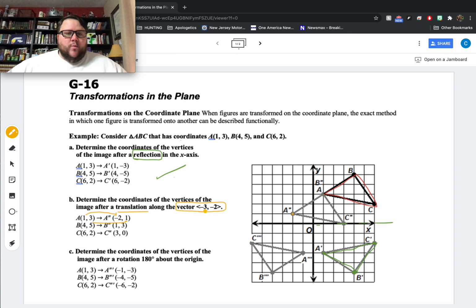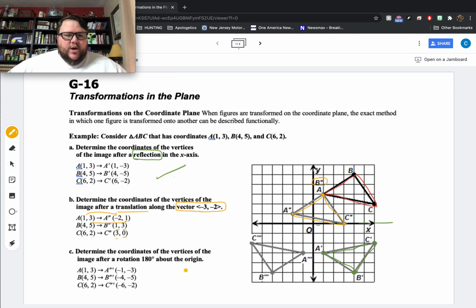For B, again, we're going to subtract 3 from the x, so 4 minus 3 is 1, and 2 from the y, so 5 minus 2 is 3. So 1, 3, which happens to be A in the pre-image, but we're just going to also mark it. If you notice, they marked it here as B double prime as well. And then for C, 6 minus 3 is 3, and 2 minus 2 is 0, so 3, 0. So that's how we do our translation, or our slide in that case.